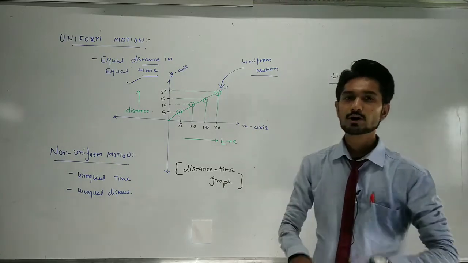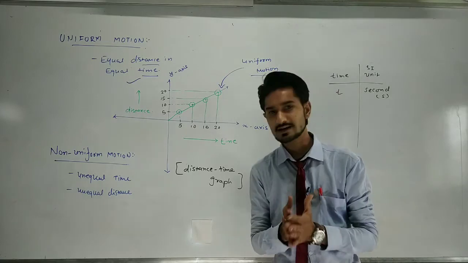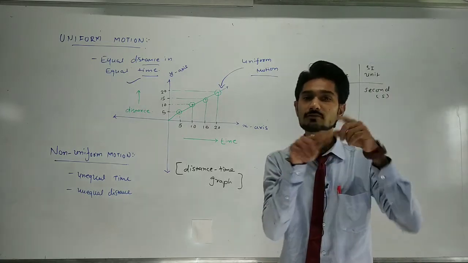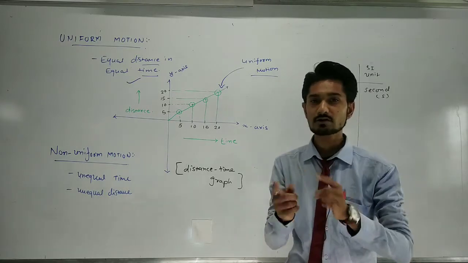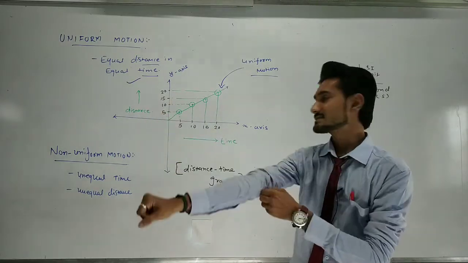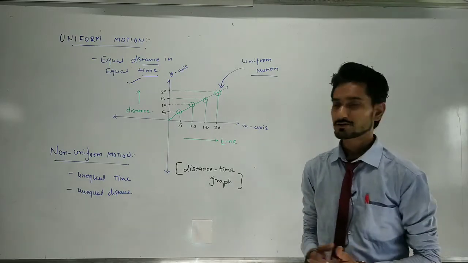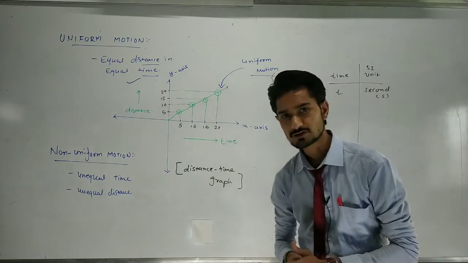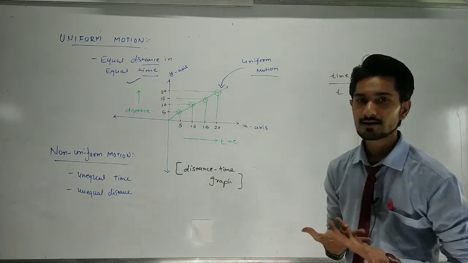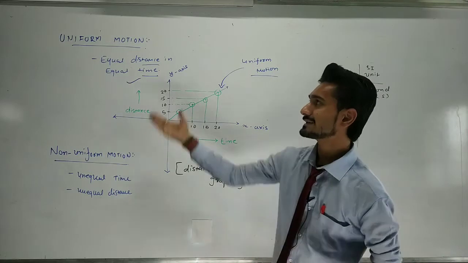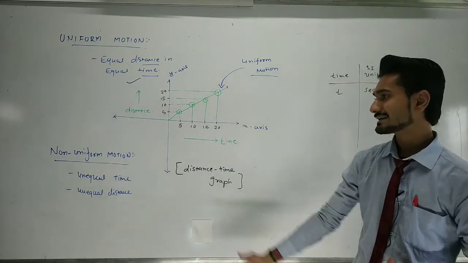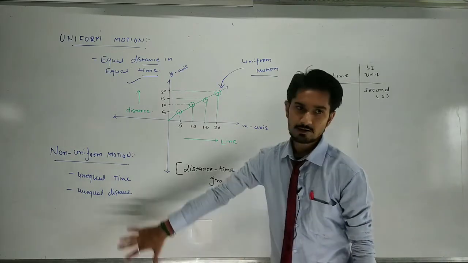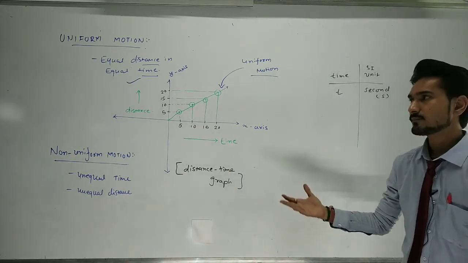Whenever a body or a thing or an object is traveling and it covers unequal distance in unequal intervals of time, that can be said to be non-uniform motion, or otherwise we can say that it is not doing uniform motion. So those objects or bodies that are not traveling in uniform motion are doing non-uniform motion. Okay, so that is the basic definition of non-uniform motion.